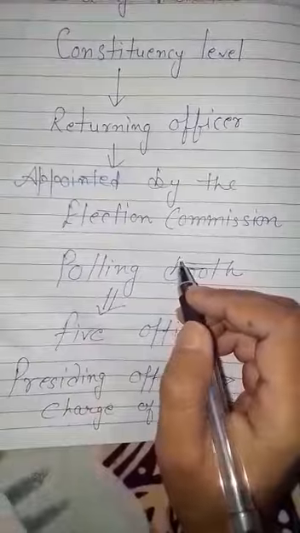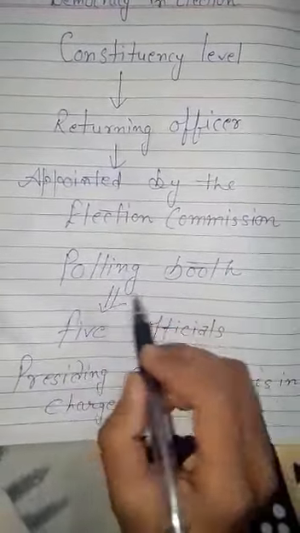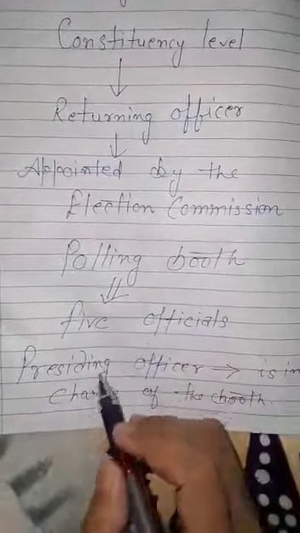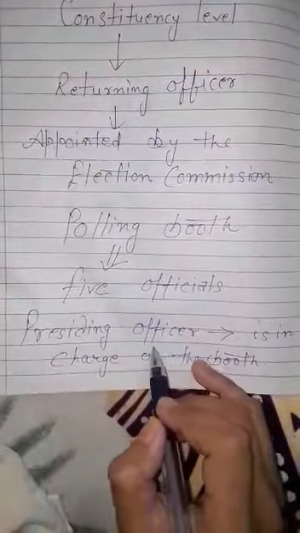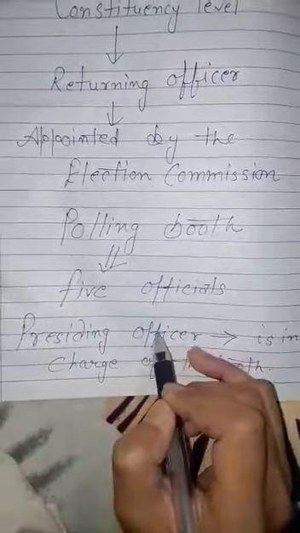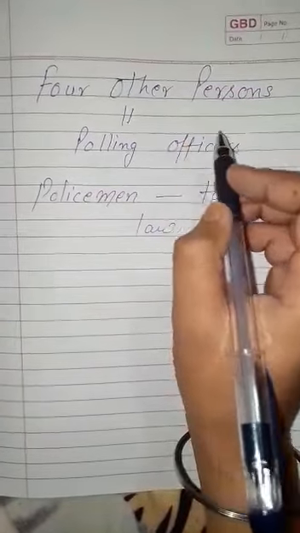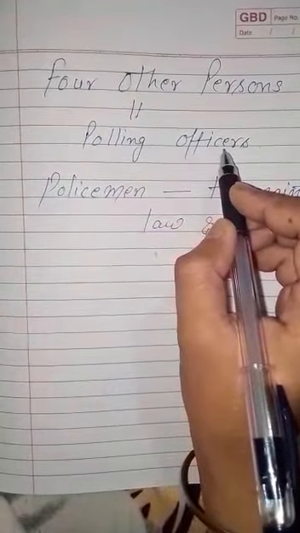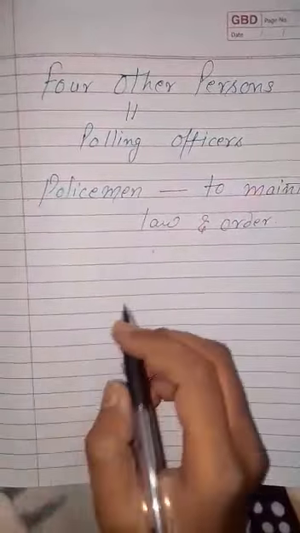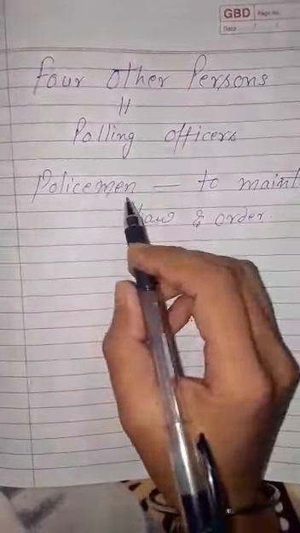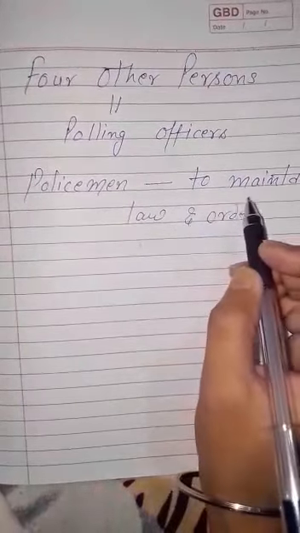Now next, each polling booth has 5 officials. How many officials? 5 officials. The presiding officer is in charge of the booth. Who is in charge of the booth? Presiding officer. 4 other persons, also called polling officers, are assisting the presiding officer. Outside the polling booth, policemen are also posted to maintain law and order.